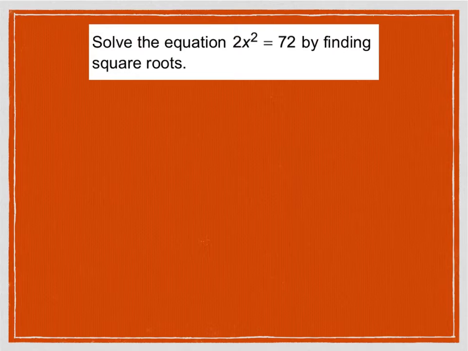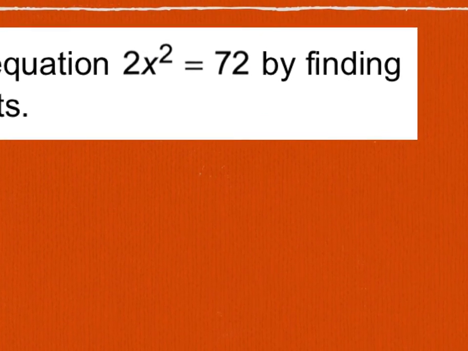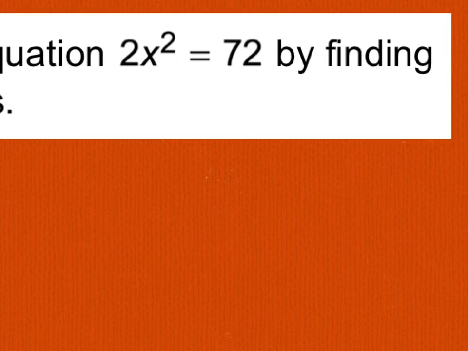Let's go to the next example. Solve the equation by finding the square root. So that's what we just did on the last one. So what do we need to do first to solve for x? Divide both sides by 2. So we get x squared is equal to what? 36. Can you guys see that? Yeah. What do we do next?